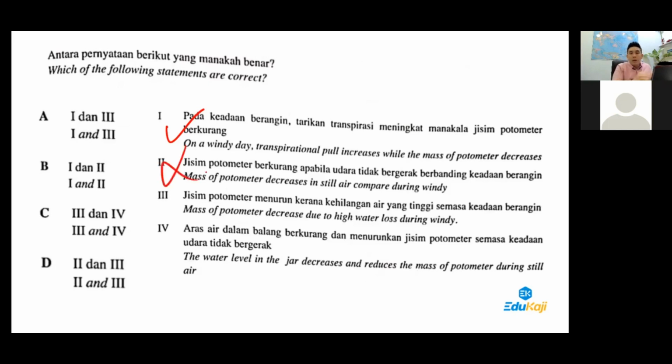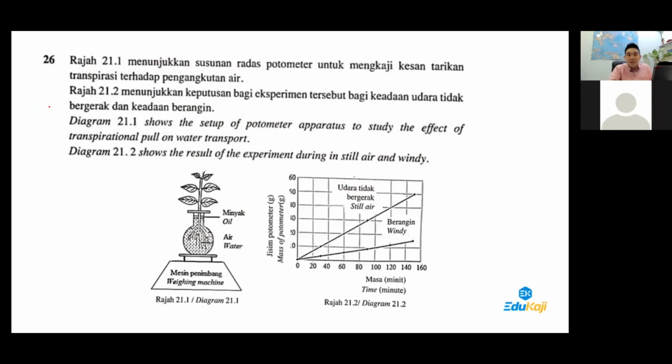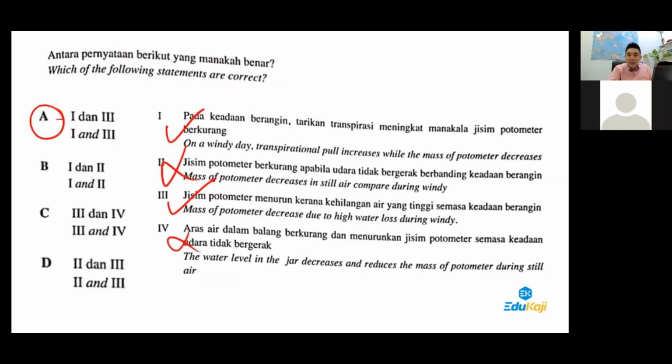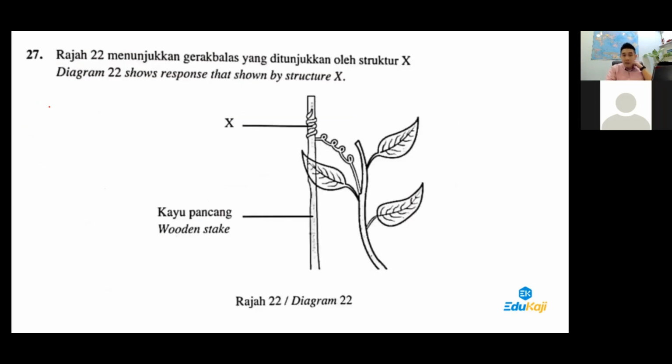This is wrong lah. Number 2 is definitely wrong. It's the opposite of what we concluded in the graph. Got wind is quicker, the transpiration. Okay, 3 is correct. Nah, this one no lah. So this is what? Number 26. 26 answer is A. Guys, 26 answer is A. Then as for 27, guys, 27.